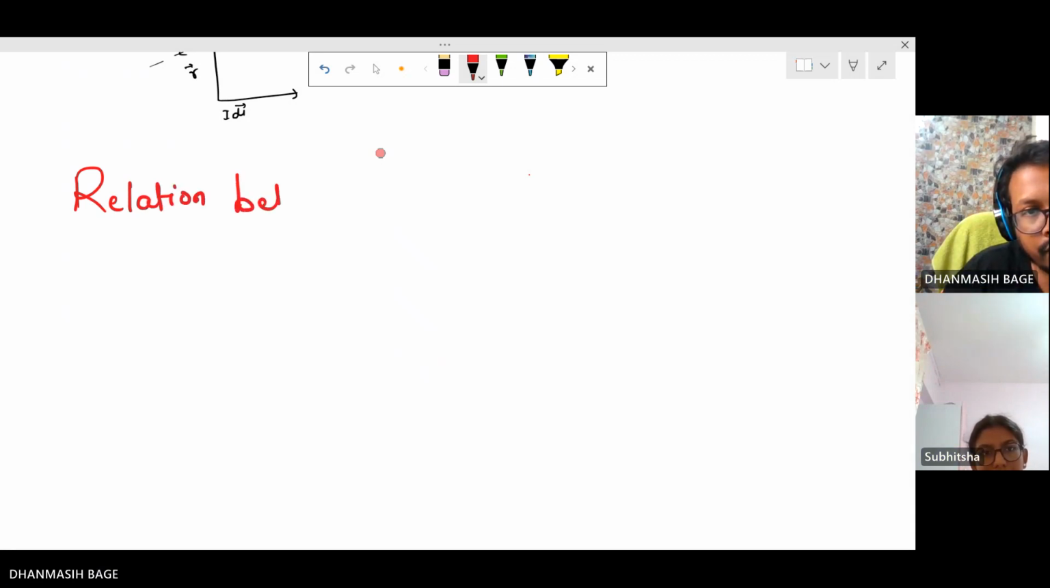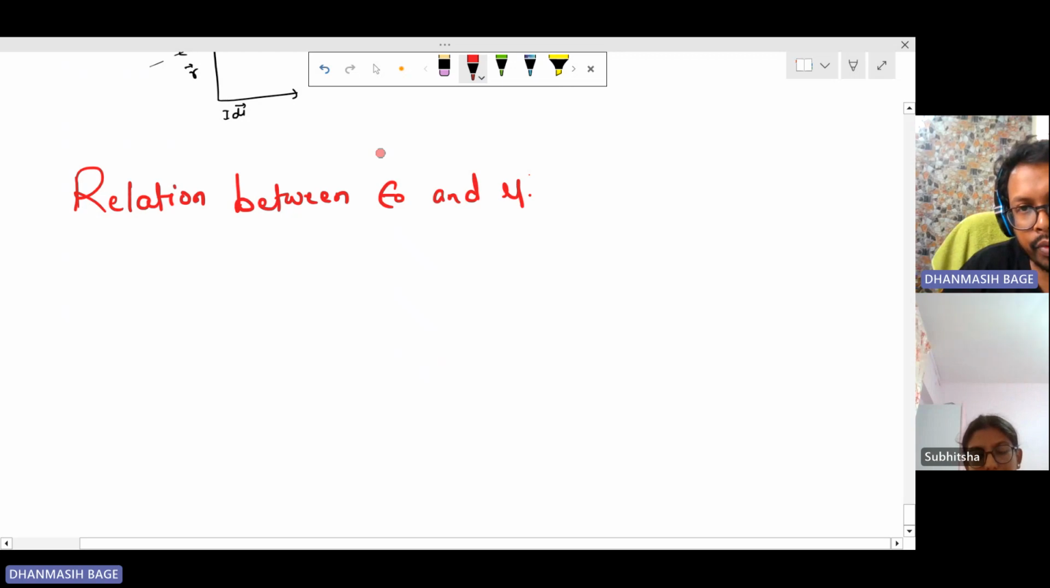Relation between epsilon naught and mu naught.